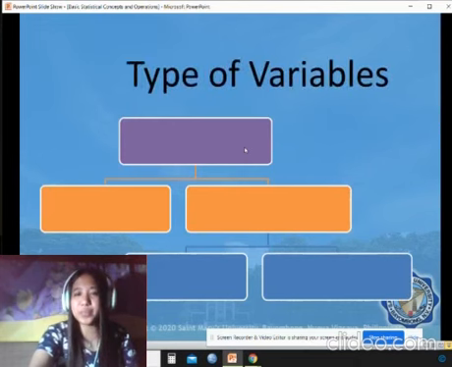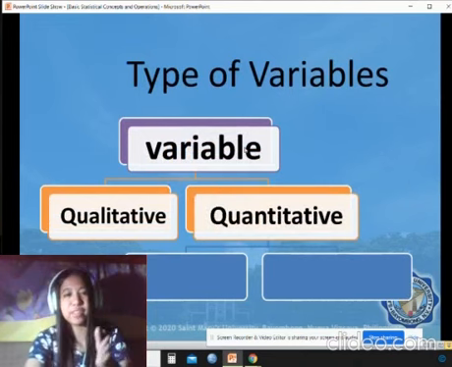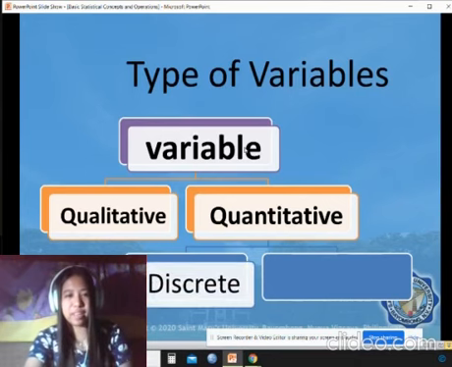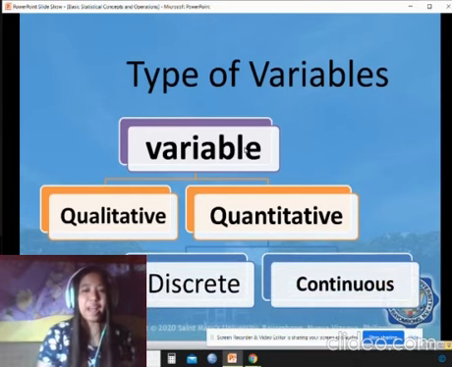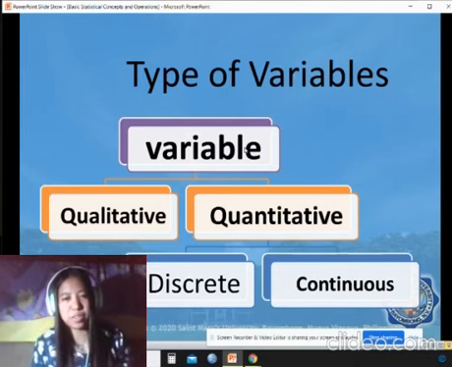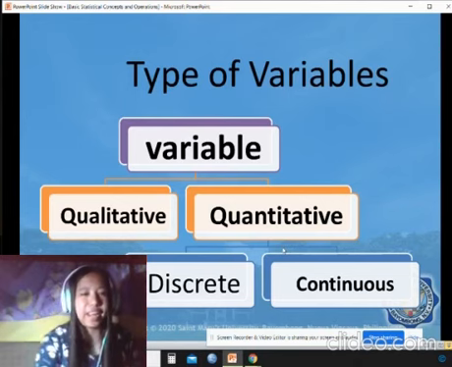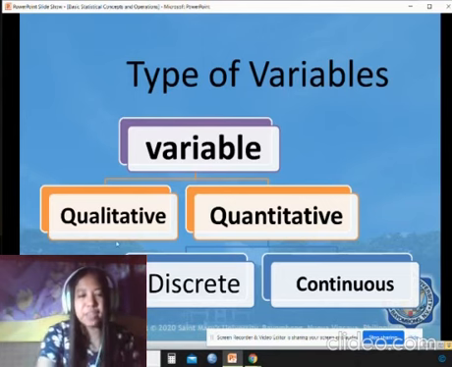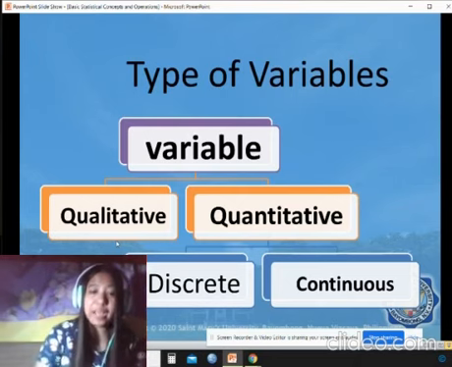So let's summarize that. We have here the types of variable. A variable can either be qualitative or quantitative. If it is quantitative, we can classify it as a discrete or continuous variable. Which means that if the variable is qualitative, do not classify it as discrete or continuous anymore, because only quantitative data can be classified as discrete or continuous. While if it is discrete, it means that it is obtained by counting, while if it is continuous, it is obtained by measuring.